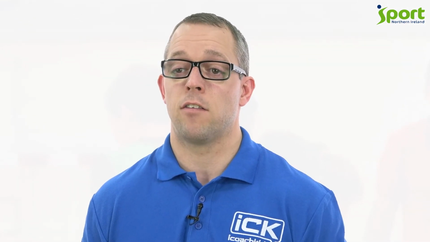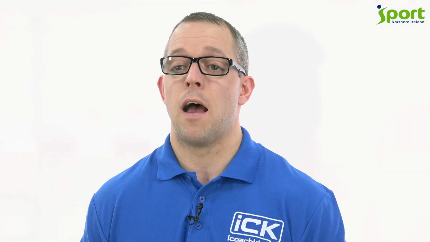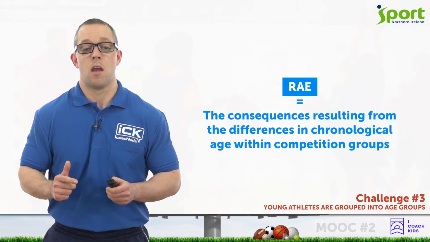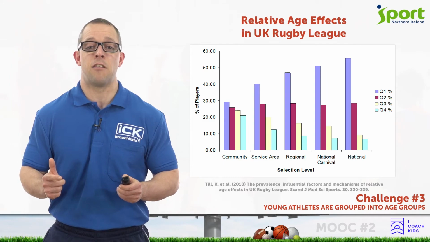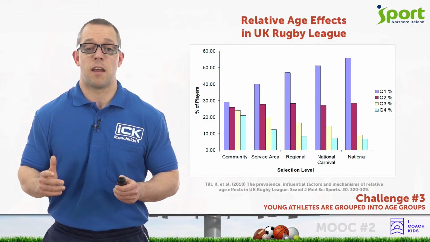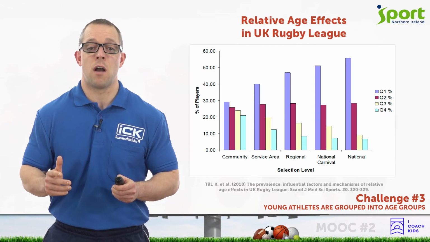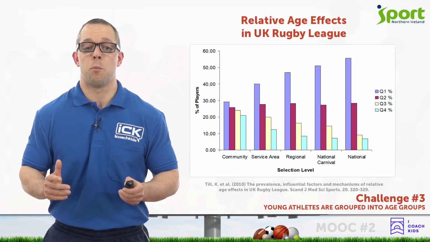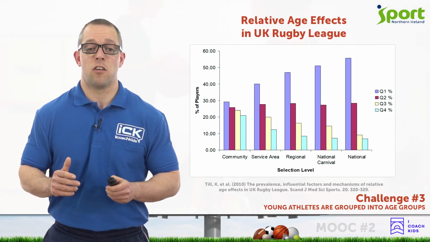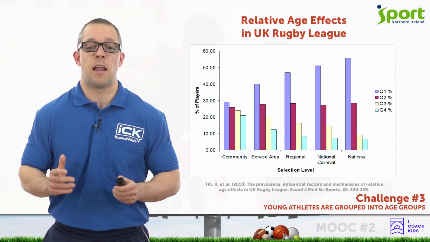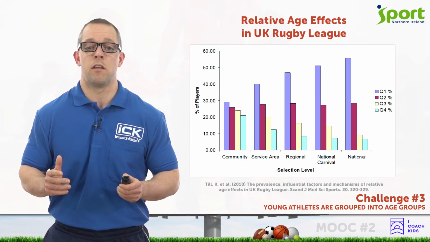The relative age effect is very common across children's sport and talent identification programs. See the graph here, which shows relative age effects in UK Rugby League's talent identification system. 55% of players selected into their national programme at 13 to 15 years were born between September and November. These relative age advantages or disadvantages are a result of the likely enhanced growth of relatively older individuals. The advantages may not only be physical, but also cognitive, social and emotional. Remember the SPEC model.